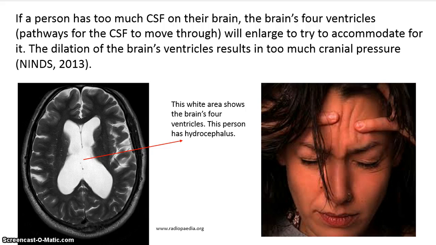If a person has too much CSF on their brain, the brain's 4 ventricles, or pathways for the CSF to move through, will enlarge to try to accommodate for it. The dilation of the brain's ventricles results in too much cranial pressure. This wide area shows the brain's 4 ventricles. This person has hydrocephalus.